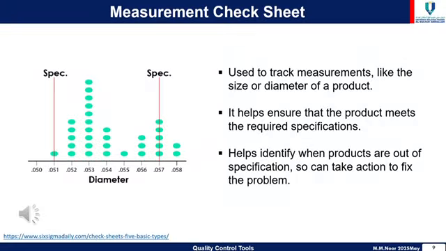Next is the measurement check sheet. This is an example of a measurement check sheet for the meter. It helps ensure the product meets the required specification. It helps identify when products are out of specification so we can take action to fix the problem.